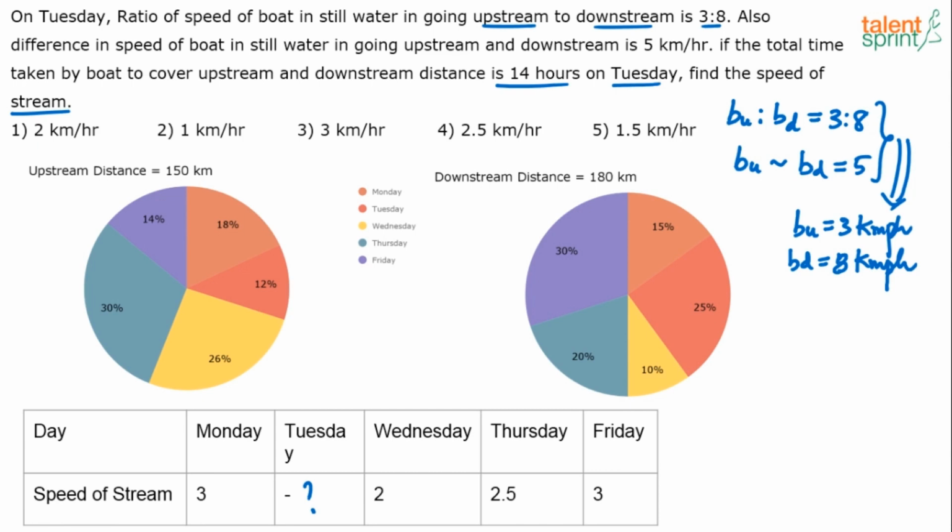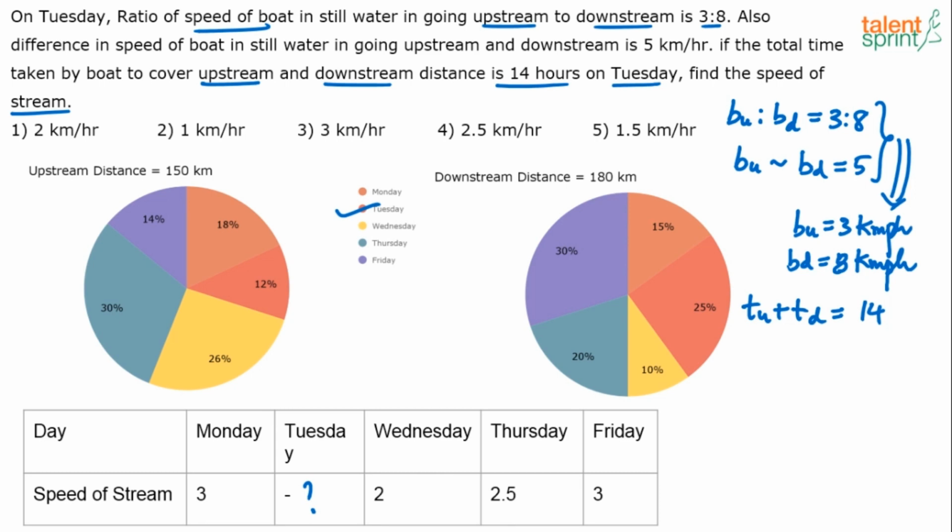So from the first two statements, we have been able to find out the speed of the boat when it is going upstream and the speed of the boat when it goes downstream. Now he's talking about Tuesday. The total time taken by the boat to cover upstream and downstream distance on Tuesday is 14 hours. Total time is 14 hours, which means time taken to go upstream plus time taken to go downstream is equal to 14 hours. Now substitute the values. He's talking about Tuesday, which is this color here.